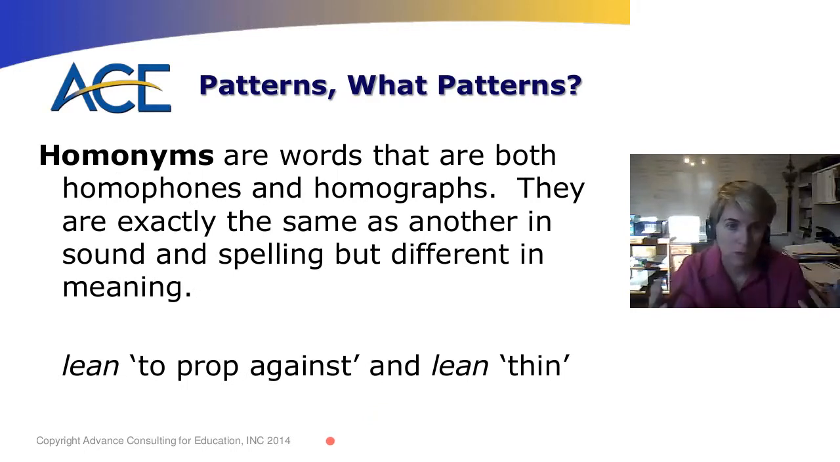And then homonyms are ones that you've probably heard of. These are words that are both homophones and homographs. They are exactly the same in sound and exactly the same in spelling, but they have different meanings and usually different word origins. So here's an example: lean, which is to prop against, or lean as in thin. So one of the first approaches we can take to tackling this opaque orthography of English is to teach our students these 3 terms: homographs, homophones, and homonyms. That's one framework that we can use to start to tackle the problem.